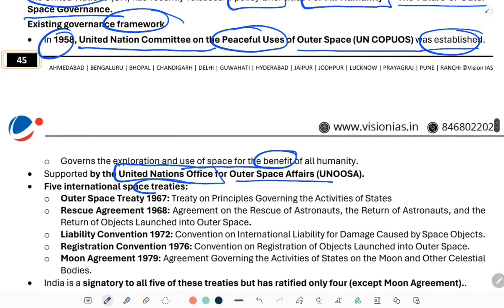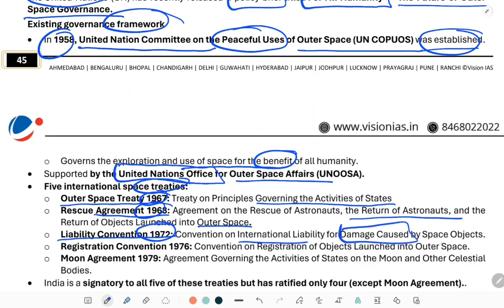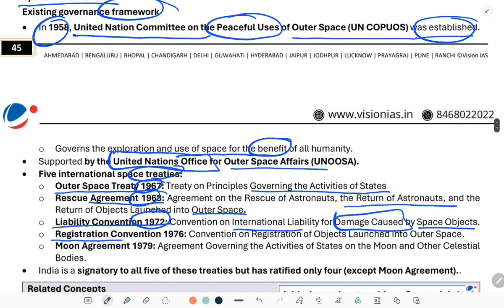The five international space treaties are: the Outer Space Treaty, 1967, on the principles governing the activities of states; then the Rescue Agreement in 1968, on the return of astronauts and the return of objects launched in outer space; next, the Liability Convention in 1972, the Convention on International Liability for Damage Caused by Space Objects; next, the Registration Convention, 1976, on registration of objects launched into outer space; then the Moon Agreement, 1979, on the activities of states on the Moon and other celestial bodies.